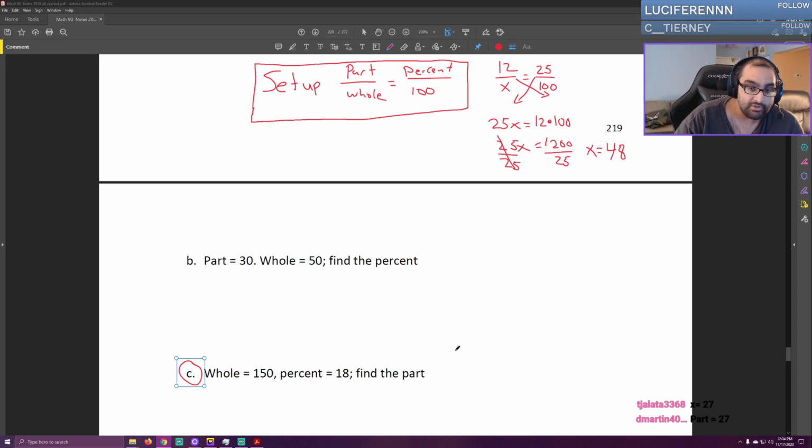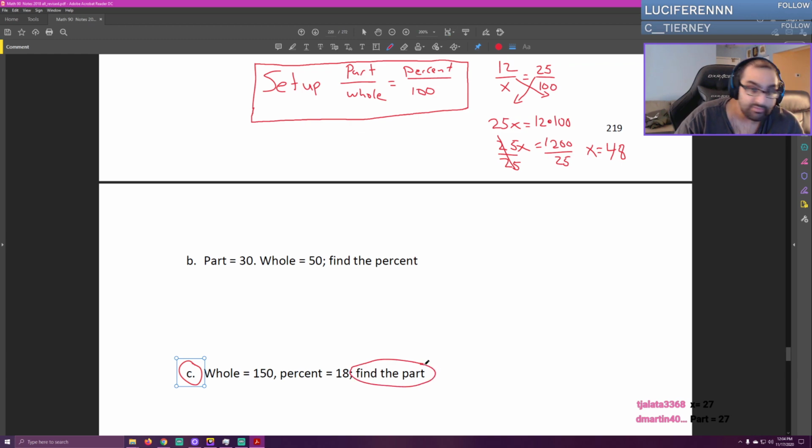All right, so let's go over this one more time. We got the whole here at 150, percent is 18. So again, find the part as it says here. That's going to be our x right there. We're going to have x over the whole, 150, equals 18 over 100, that being the percentage given to us. I'm going to go ahead and cross multiply here. So cross multiplying, we get 150 times 18 equals 100x.